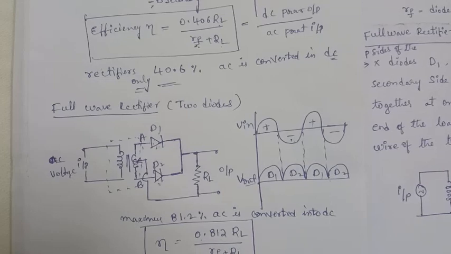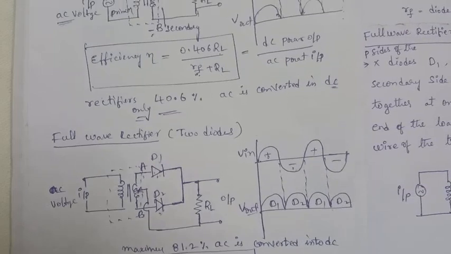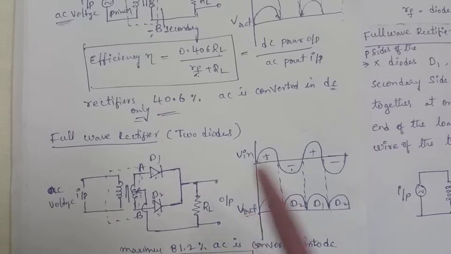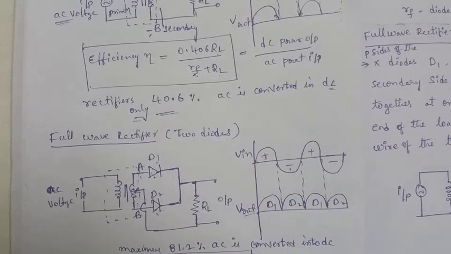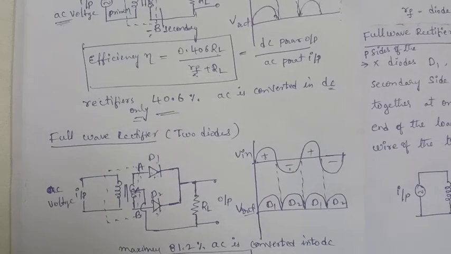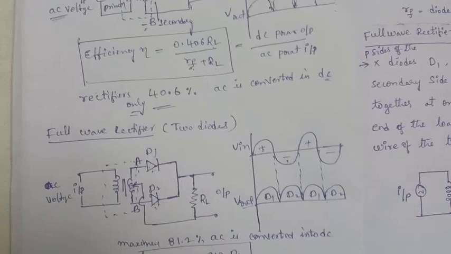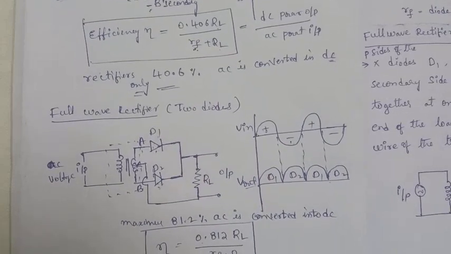If the question is what is the difference between half wave rectification and full wave rectification: in half wave rectification, how many diodes are used? A single diode. Here, 2 diodes are used. In half wave rectification only half the cycle is rectified, and here the full cycle is rectified. The efficiency there is 0.406 RL upon RF plus RL, and here it is 0.81 RL upon RF plus RL.